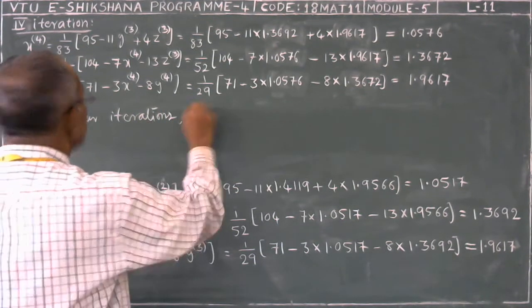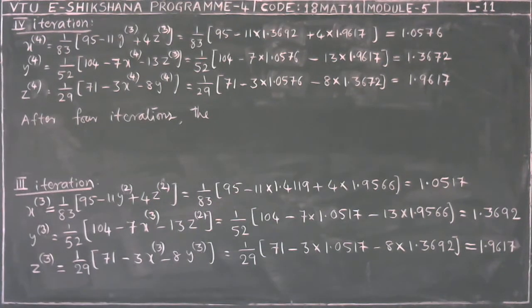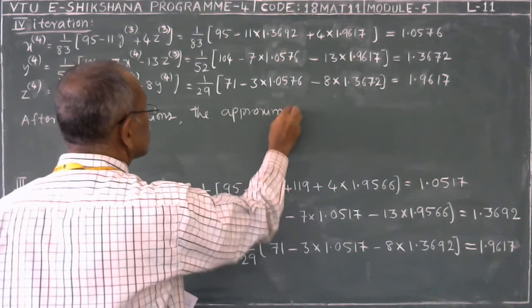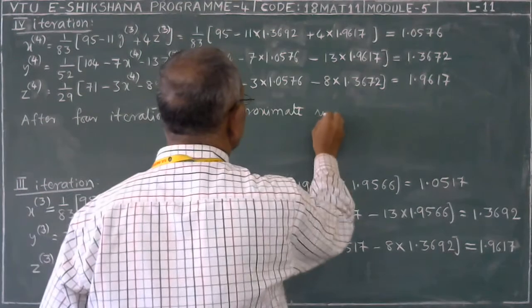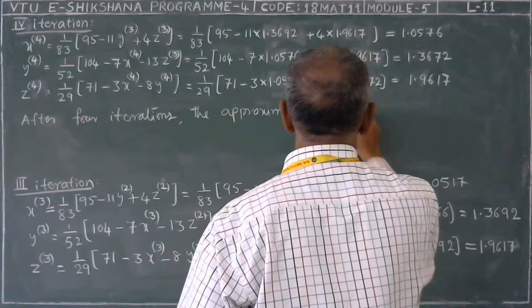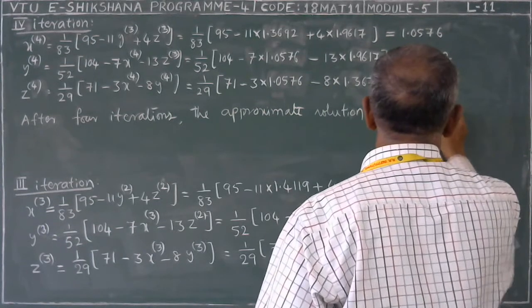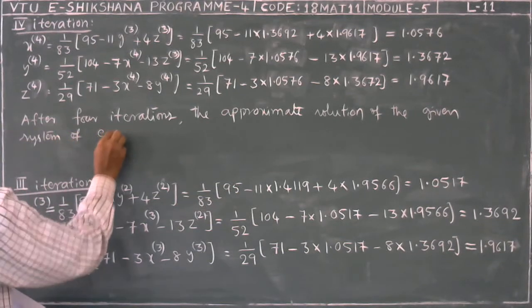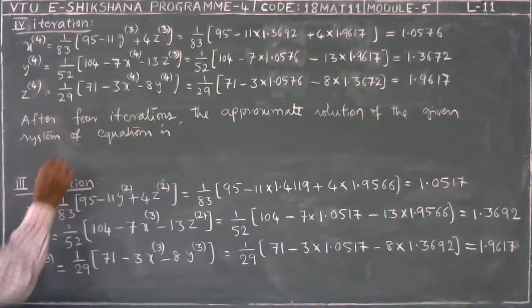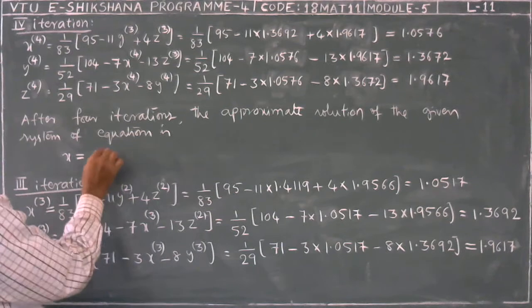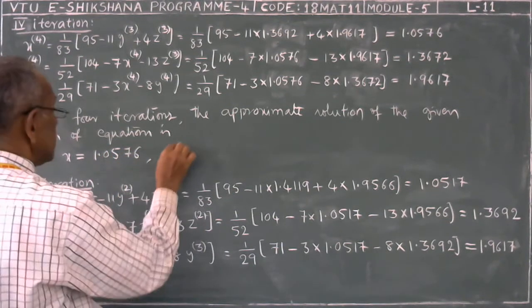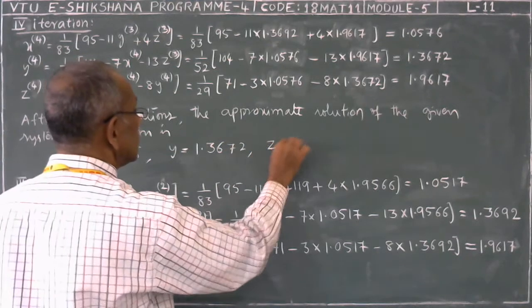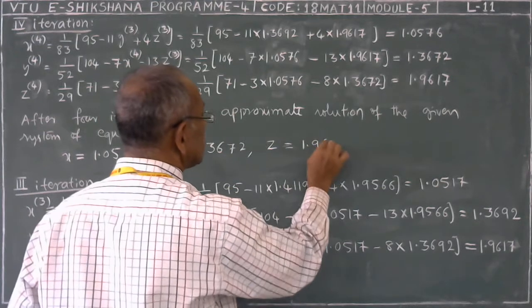After four iterations, the solution is x is equal to 1.0576, y is equal to 1.3672, z is equal to 1.9617.